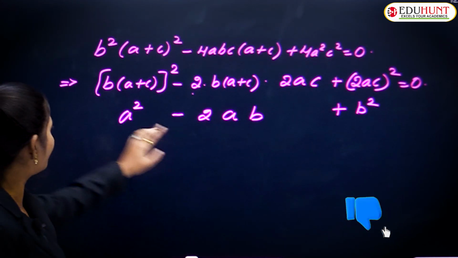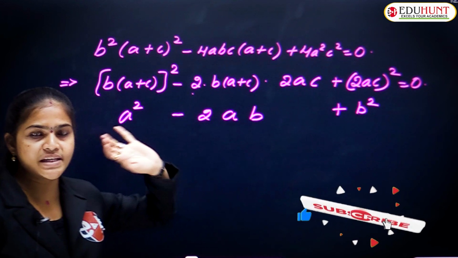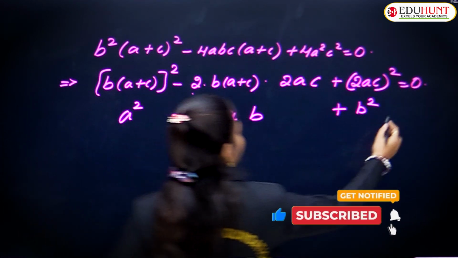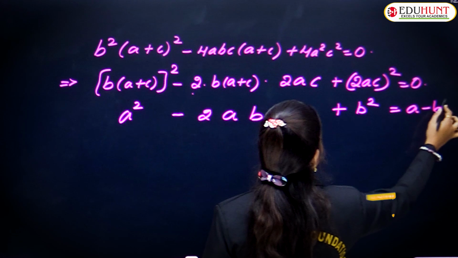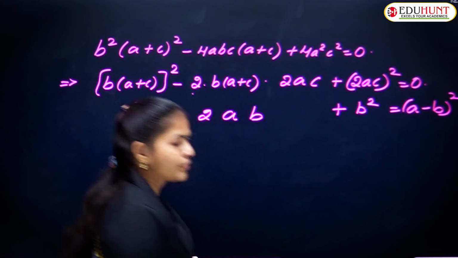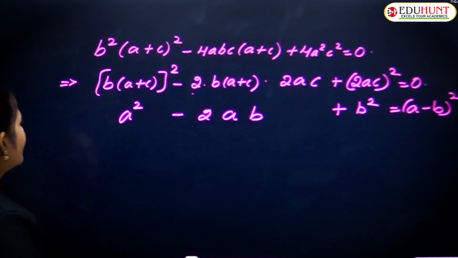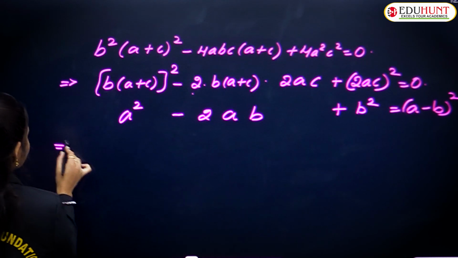Now this is in the form of a square minus 2ab plus b square. So a square minus 2ab plus b square is equal to a minus b whole square. Okay, a minus b whole square. So write this one in the form of a minus b whole square.